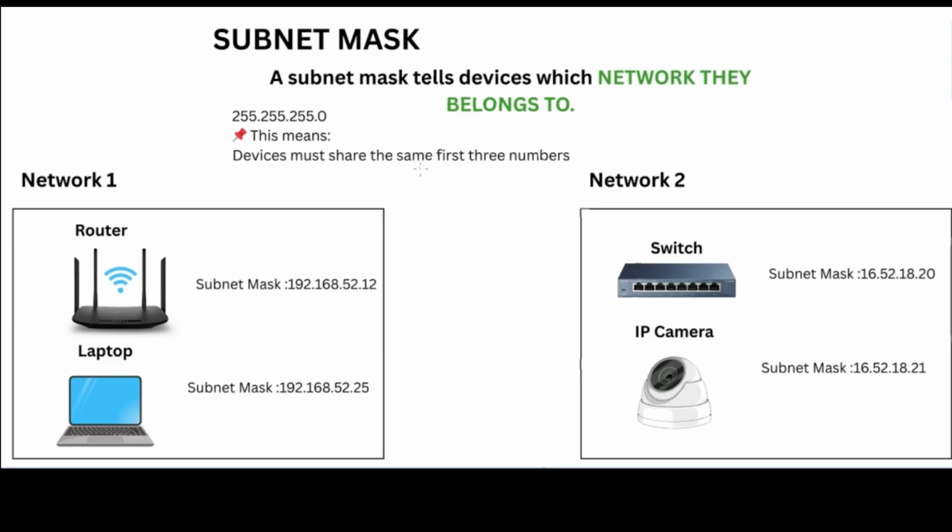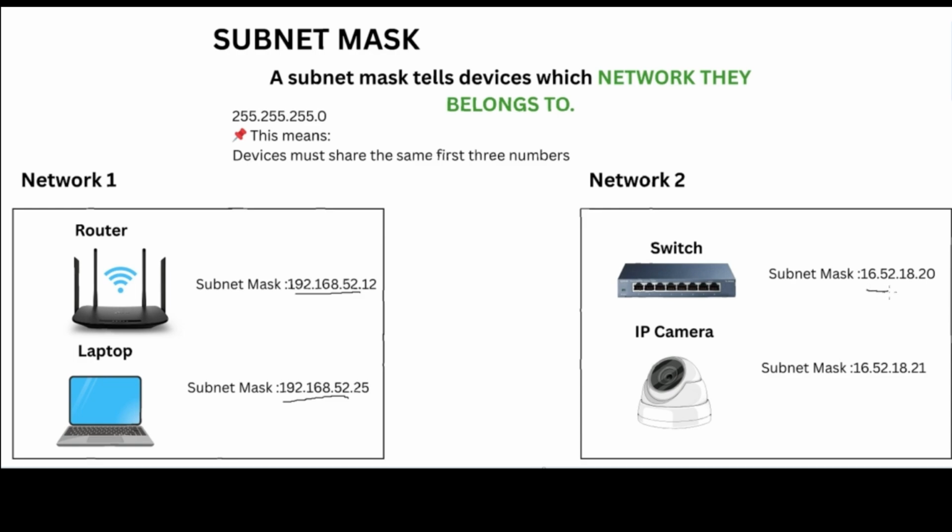So here on this network 1, I have created a router and laptop. They share a common three numbers. You can see here 192.168.5.52 and 192.168.5.52. It means they share the same first three numbers, so they are on network 1.